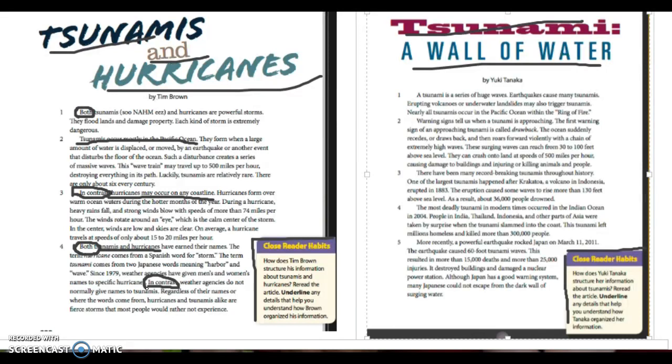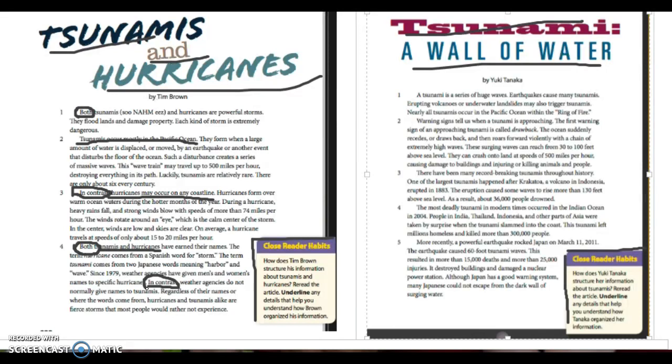Tsunami, a wall of water. Tsunami, a wall of water. A tsunami is a series of huge waves. Earthquakes cause many tsunamis. Erupting volcanoes or underwater landslides may also trigger tsunamis. Nearly all tsunamis occur in the Pacific Ocean within the Ring of Fire.